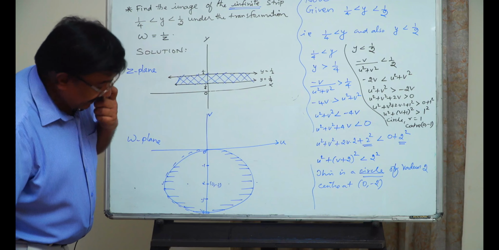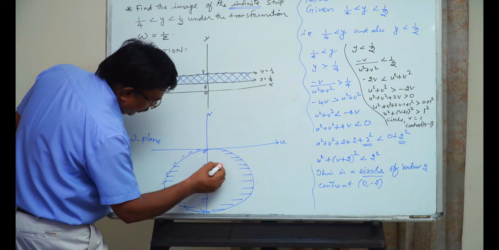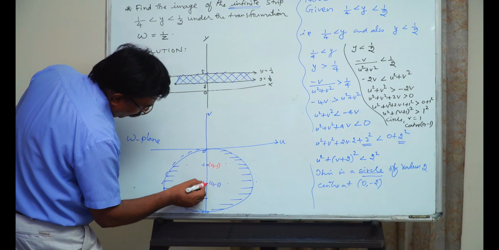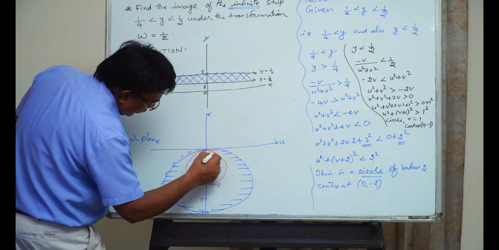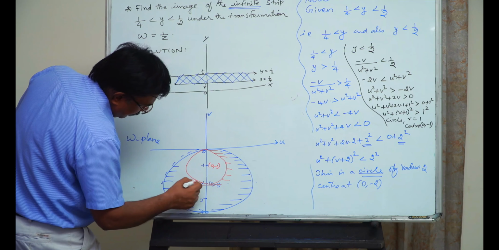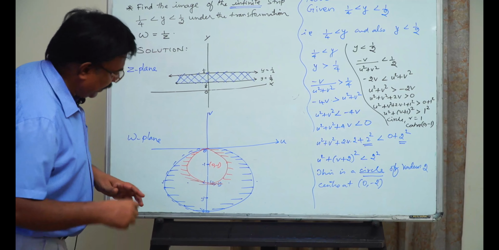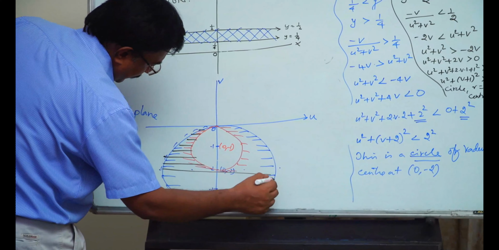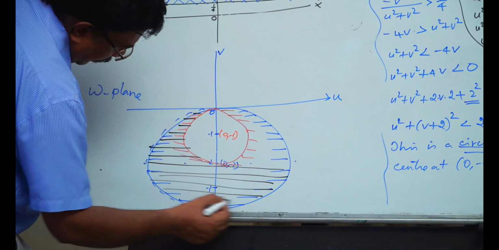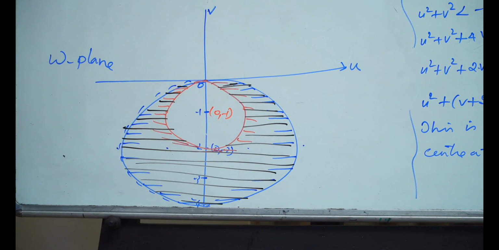I can go for another color. This has center (0, -1), radius 1. So the circle will come like this. This is the exterior. Both the red and blue joined together give this region. You can draw the diagram neatly in the exam. For explanation purposes I used three colors here.